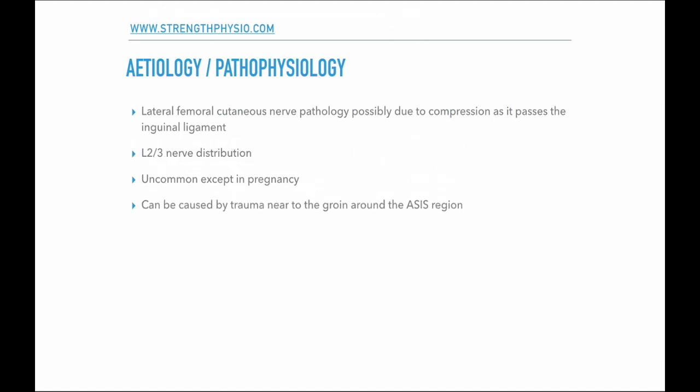It can be caused by a trauma near to the groin, around that ASIS region, around that inguinal ligament region, and also by pelvic masses, pregnancy, basically anything that can cause that increased pressure in that area to the nerve. Tight clothing as well can be a factor, so asking the patient about those sorts of things can be useful. And if someone's had some hernia repair, inguinal hernia, or some gynae surgery around that area, it's worthwhile noting that down, because again that could be something that is causing the nerve to be irritated.